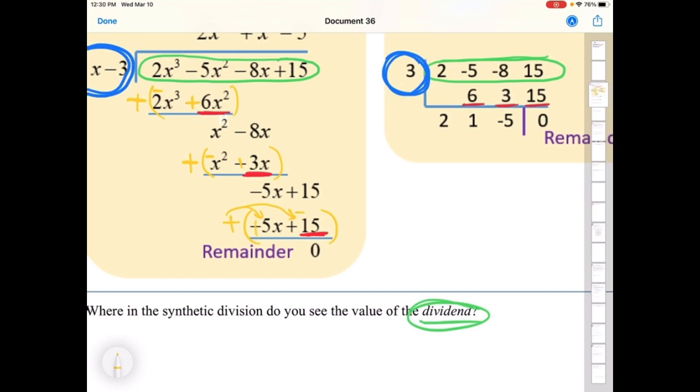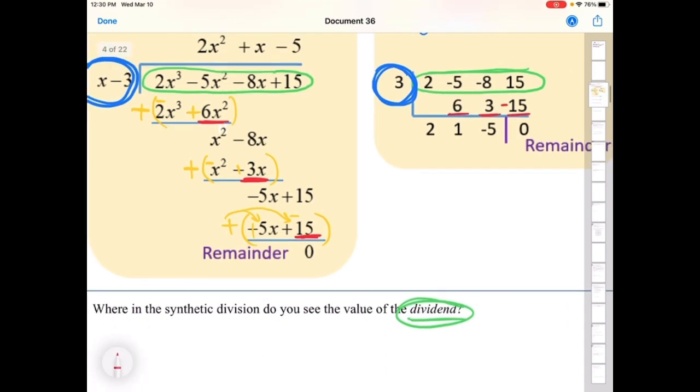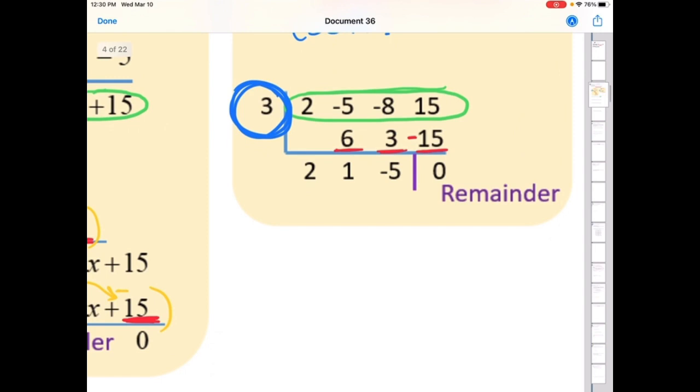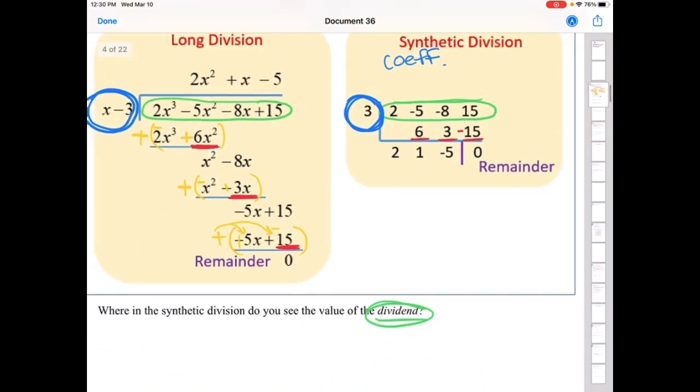And here, they actually just forgot to put a negative, but that's very important. So we have a positive 6x squared, positive 3x, and a negative 15. If we look at these values, those all line up with the values that we're subtracting in the long division on the left.